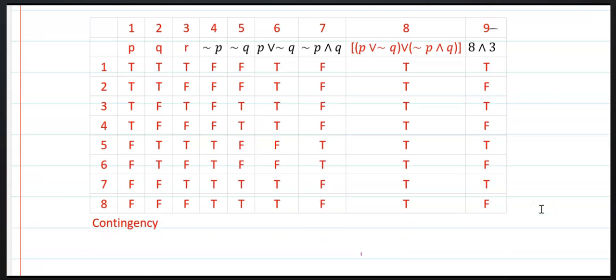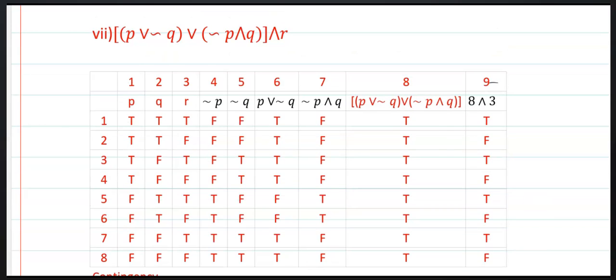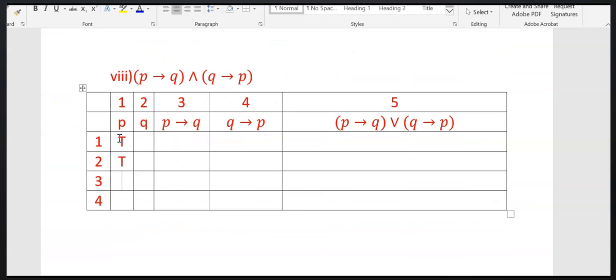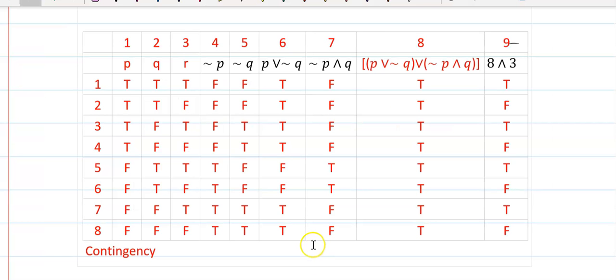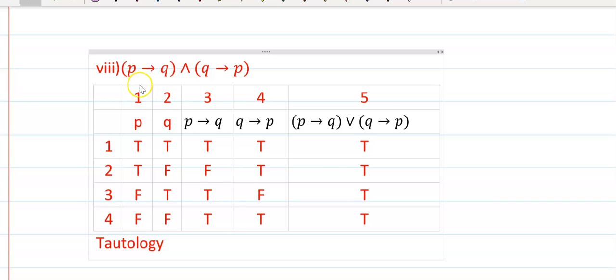Next is the 8th one. See this. First of all, we'll see the 8th one here. That is P implies Q in the first bracket and Q implies P. First is P, Q. P implies Q. Q implies P and OR between these two. Now, by mistake, here is an AND, but actually it is an OR. You can change it. Therefore, you will get the final result, it is a tautology.